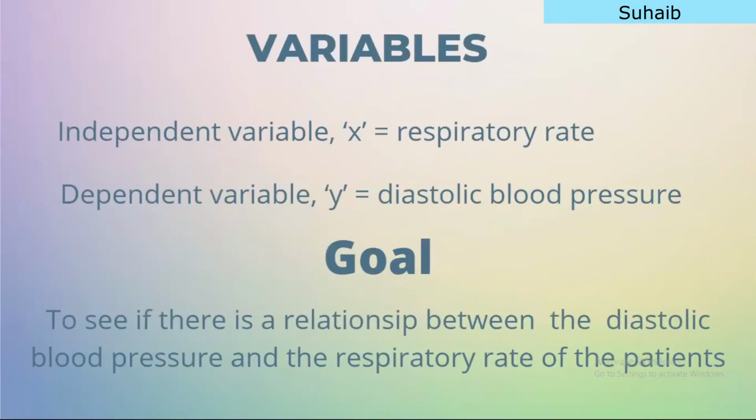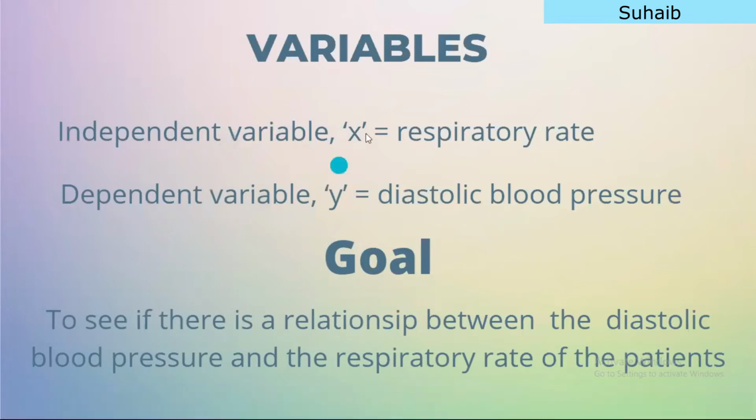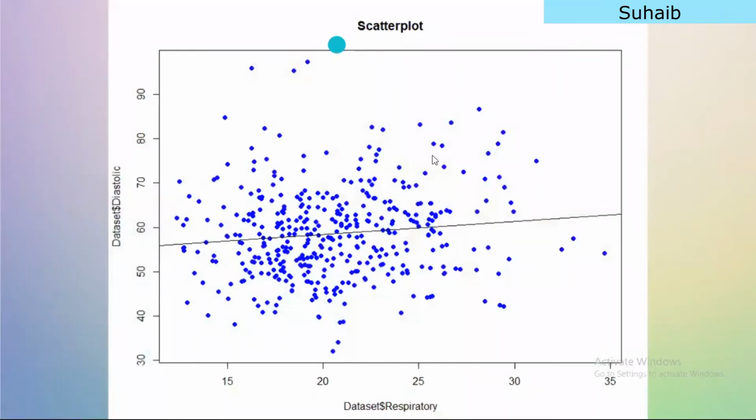Hi, it's Suhaib again. In this regression test, I use two variables. One is independent and another one is dependent. The independent variable is denoted by X and it is the respiratory rate. And the dependent variable Y is the diastolic blood pressure. My goal was to determine whether there is a relationship between respiratory rate and the diastolic blood pressure of the patients. This is a scatter plot made with the X and Y data.